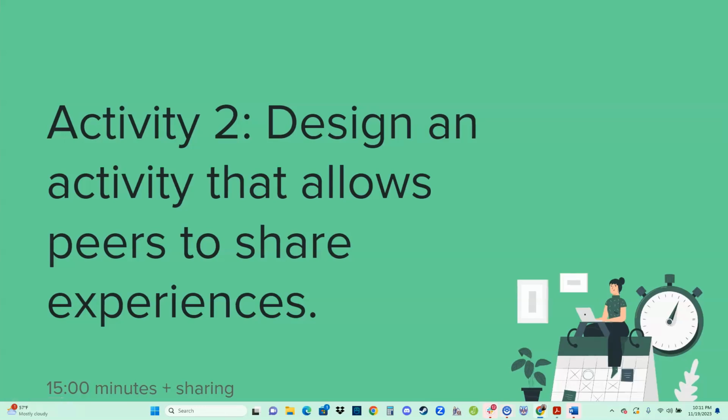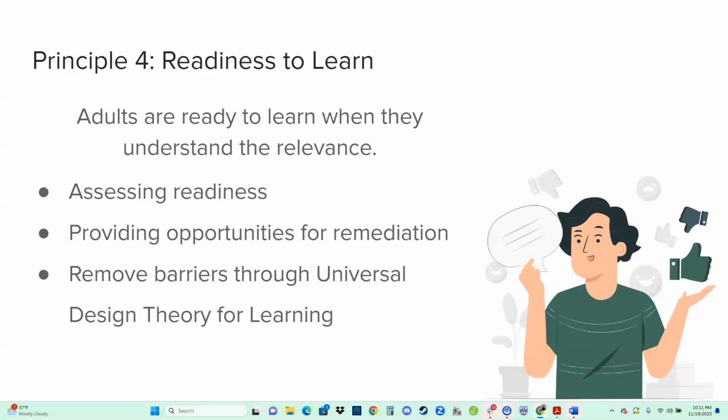Okay, so in theory, we've done the 15-minute activity and we've done some sharing. So now let's get into the fourth principle, readiness to learn. So adults are ready to learn when they understand the relevance. They have to know what's the point of this exercise, right? What's the point of the information that they're being asked to keep in their brains, right? So they have to understand the relevance.